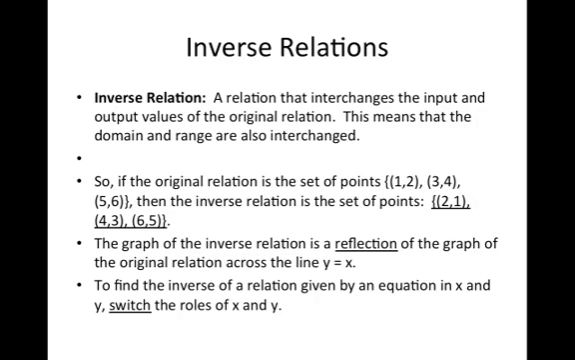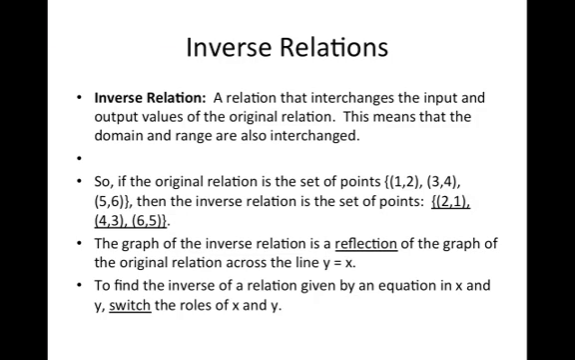So if the original relation is the set of points (1, 2), (3, 4), (5, 6), then the inverse relation is the set of points (2, 1), (4, 3), (6, 5). So the x's and y's have just been interchanged. The graph of the inverse relation is a reflection of the graph of the original relation across the line y equals x. To find the inverse of a relation given by an equation in x and y, switch the roles of x and y.